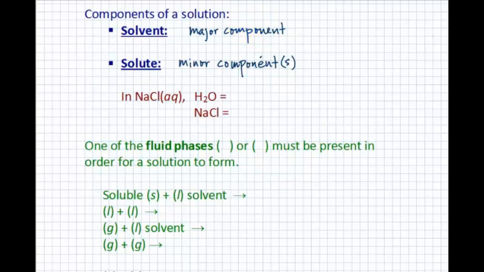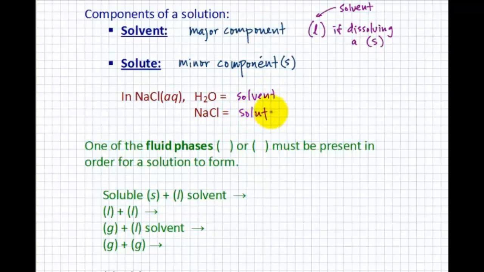One little rule of thumb, though, is that the solvent is the liquid if we're dissolving a solid. The liquid is the solvent. Let's just write that there. There are some rare cases where we could actually have more of the solid than the liquid, but it's still the liquid that is considered the solvent. So that means that in NaCl-AQ, water is always going to be the solvent. NaCl is always going to be the solute.